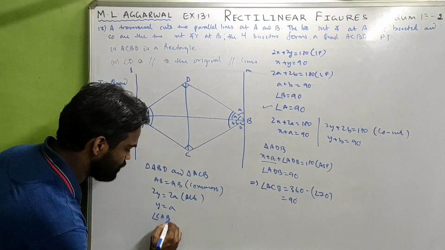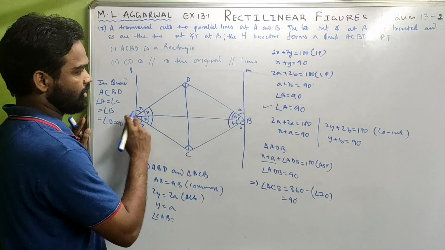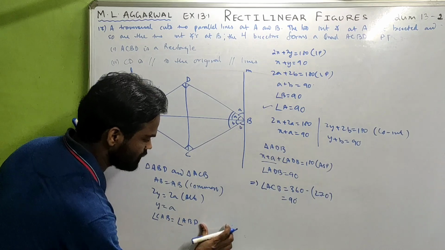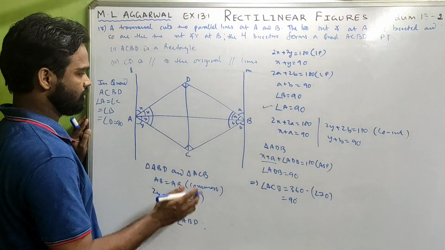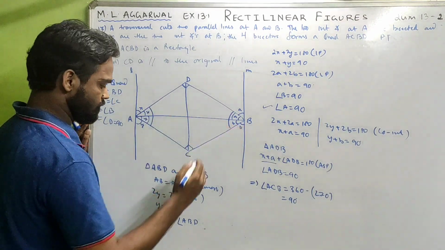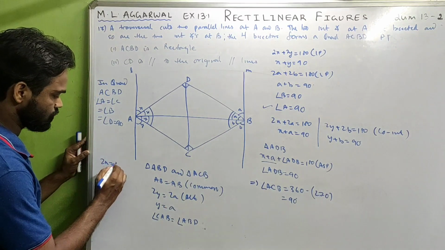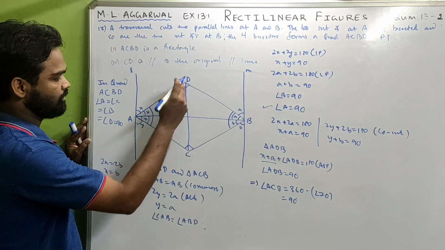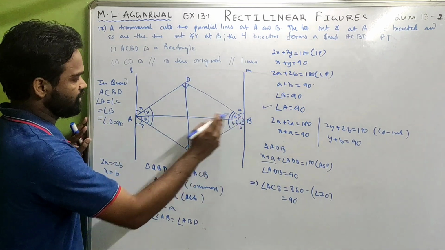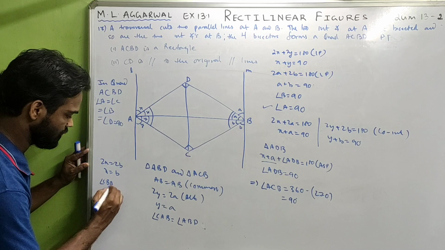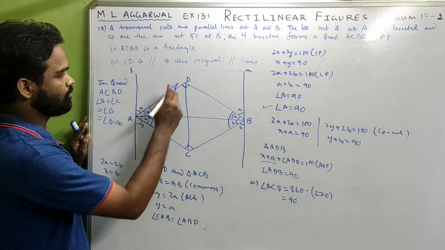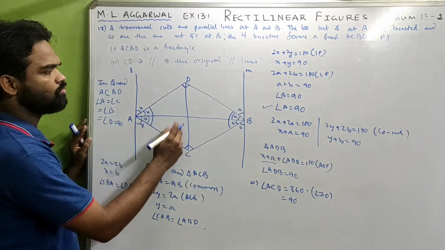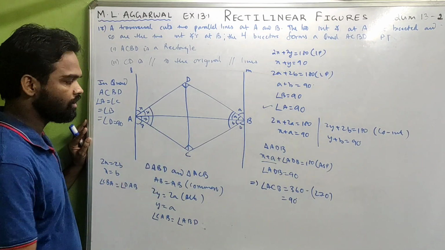Angle CAB is equal to angle ABD. Similarly, 2x equals 2b, so x equals b, which means angle CBA is equal to DAB, which means these two triangles are congruent.